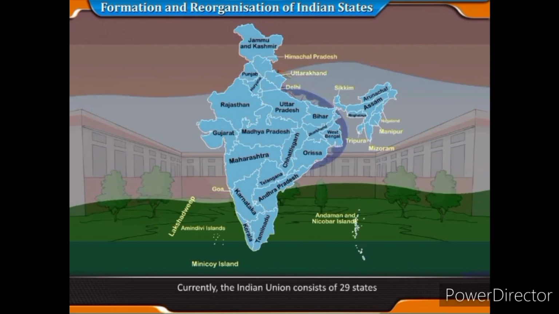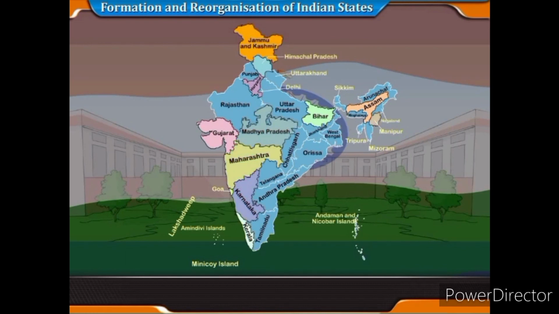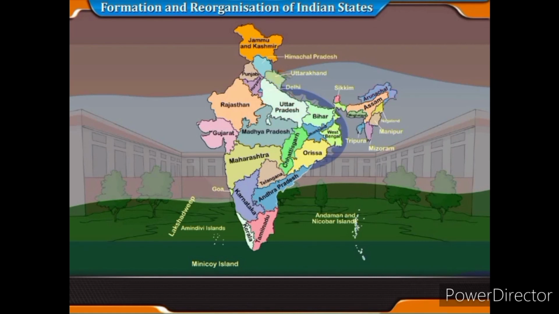Currently, the Indian Union consists of 29 states: Assam, Bihar, Goa, Gujarat, Himachal Pradesh, Haryana, Karnataka, Kerala, Jammu Kashmir, Madhya Pradesh, Maharashtra, Manipur, Meghalaya, Mizoram, Nagaland, Rajasthan, Odisha, Punjab, Tamil Nadu, Telangana, Uttar Pradesh, Sikkim, Tripura, West Bengal, Chhattisgarh, Uttarakhand, Arunachal Pradesh, Andhra Pradesh, and Jharkhand. 6 union territories: Chandigarh, Pondicherry, Lakshadweep, Daman, Diu, Dadra and Nagar Haveli, and 1 national capital, Delhi.